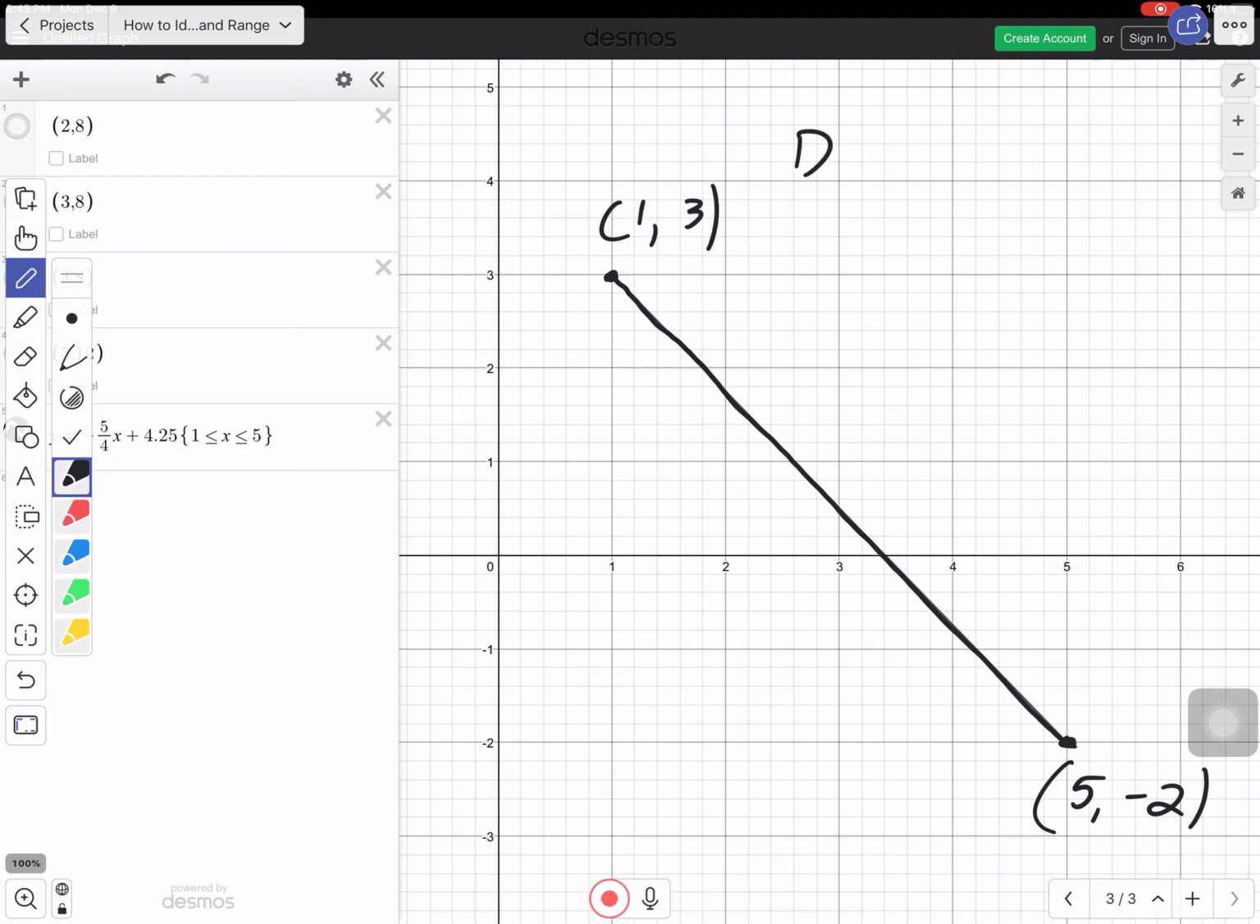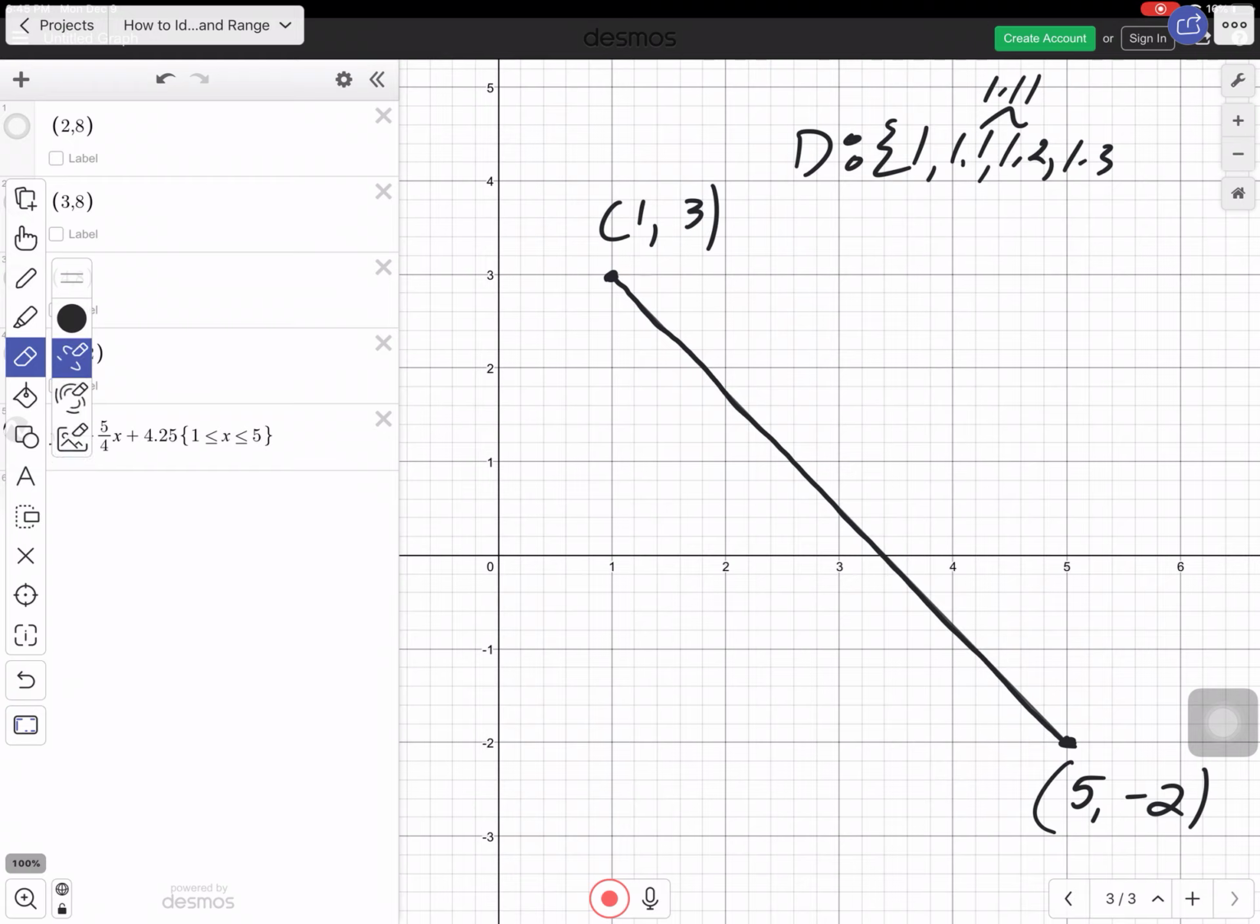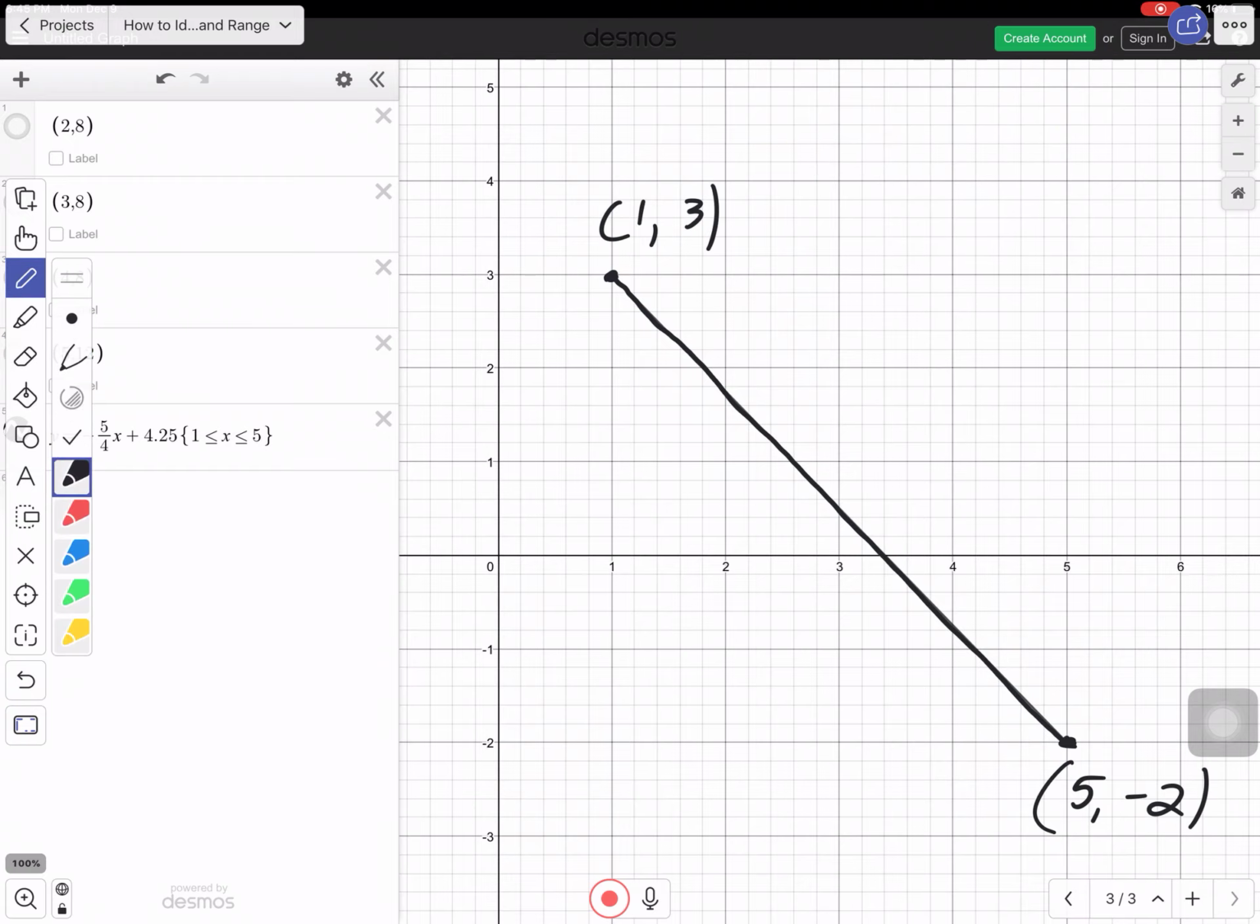Can you imagine having to write all those numbers out? I could say the domain is 1, 1.1, 1.2, but even then, Sophia, that's not 1.1. I have to do 1.11. I can keep going. It would be infinite. I never finish writing all my numbers. It's ridiculous. So we never write it that way because that's way too much work. So what we do is we represent it like this.